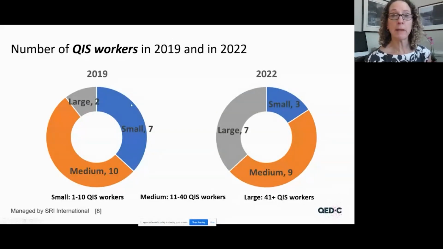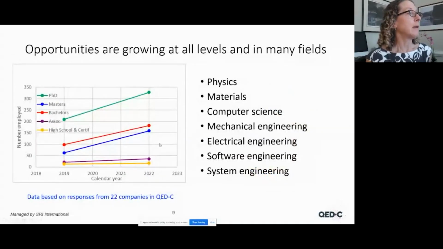So of the respondents, only 2 were large when we did the survey, but many of them thought they would be growing significantly and become large in 3 years. So fewer small companies, more large companies. So in other words, the companies that answered our survey said they're growing, they're looking to hire. So we wanted to know, what kind of people are you interested in hiring? And here are some of the results of that part of the survey.